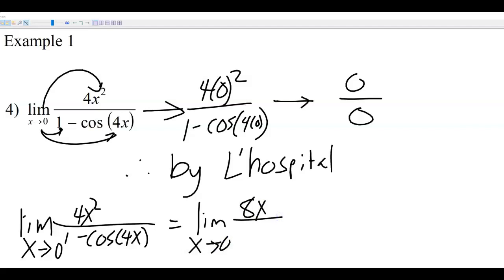So the derivative of the top is going to be 8x, and the derivative of the bottom, once again, the 1 is just going to become 0. The derivative of cosine is negative sine, but it already has a negative in front of it. Double negatives cancel, so we're going to be left with a positive sign. And once again, we have a chain rule here, so the derivative of the inside is 4, so I'm going to put a 4 there.